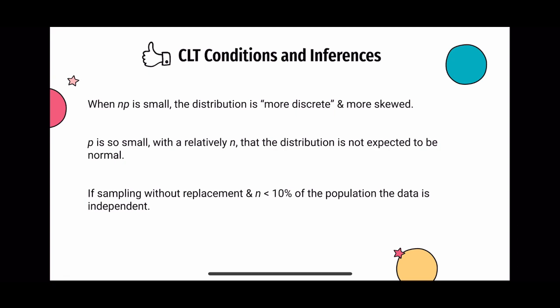The distribution is more discrete and more skewed. P is so small with a relatively small sample size that the distribution is not expected to be normal nor have a linear relationship. Also, the data is not from multiple groups nor is it dependent.